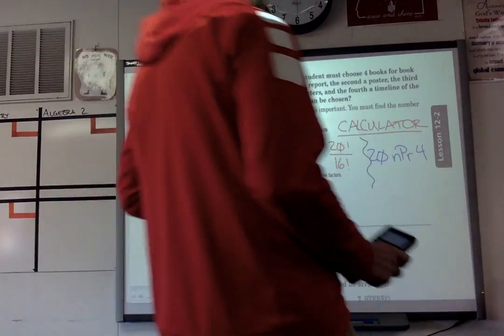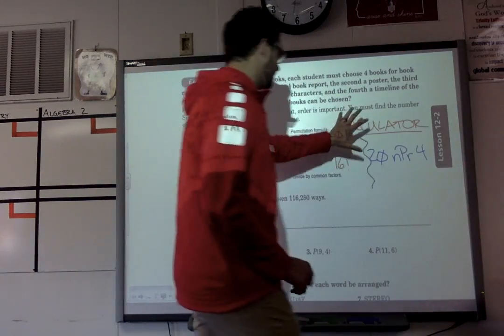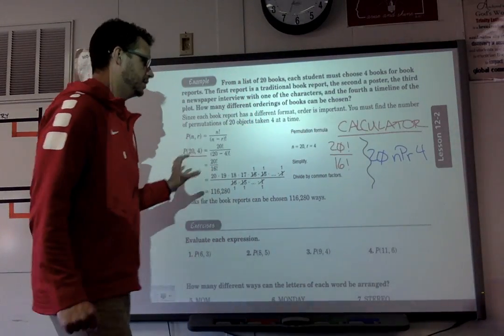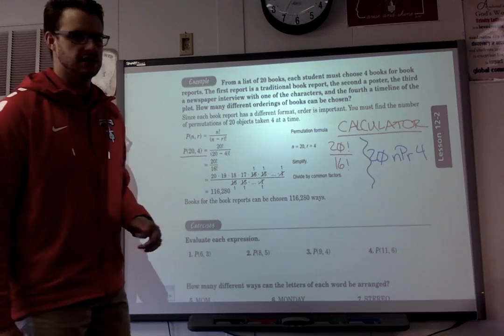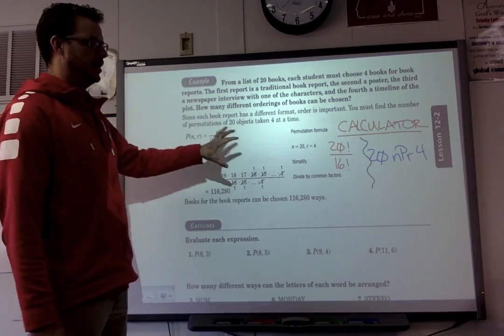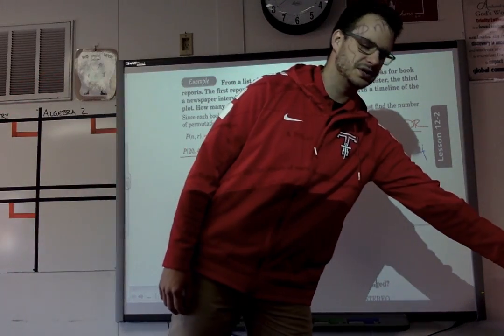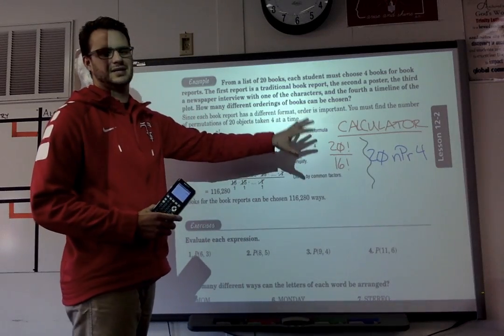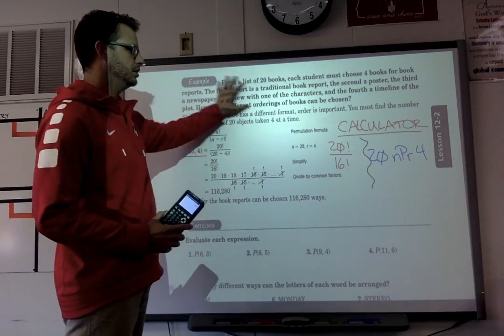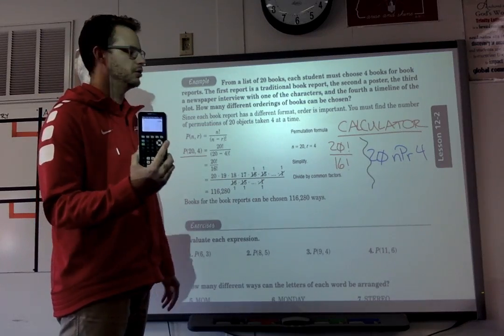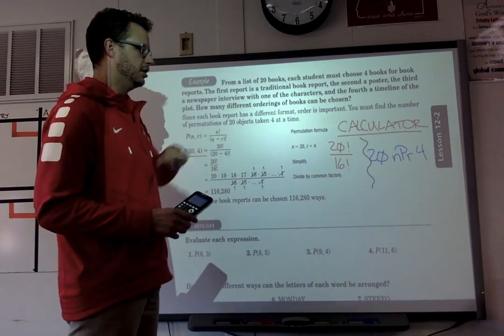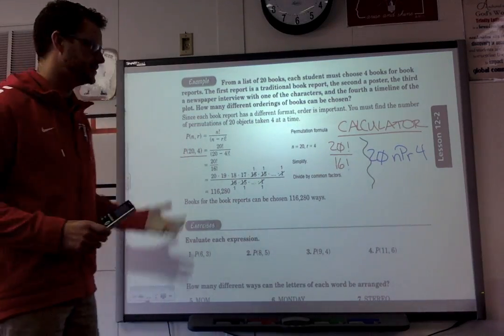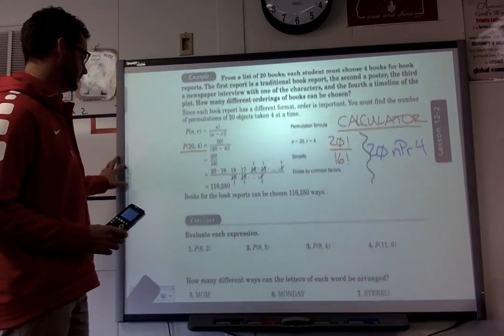So I know this is kind of spending a long time on one example here, but I want to show you all the different ways that you can come up with this. The awesome thing about these calculators, especially graphing calculators, for problems like this, is that it already has the whole formula programmed into your calculator. All you have to do is plug in a couple numbers and you'll get your answer.